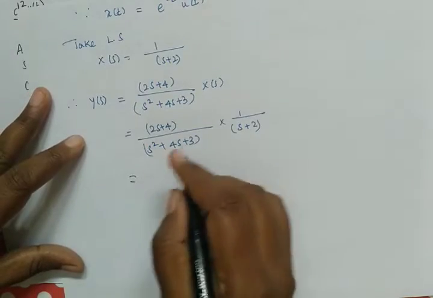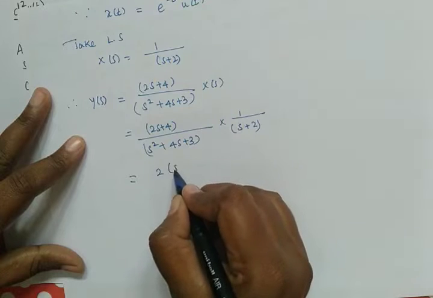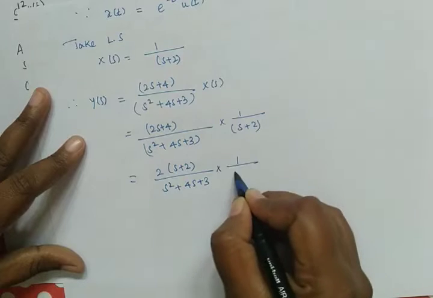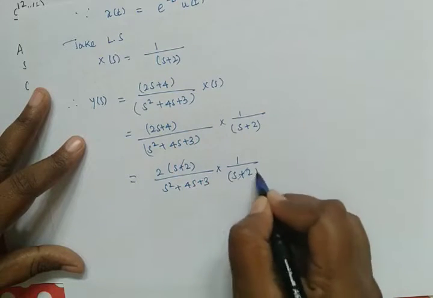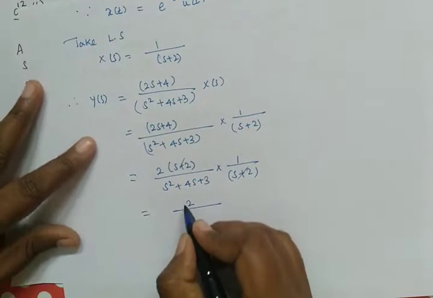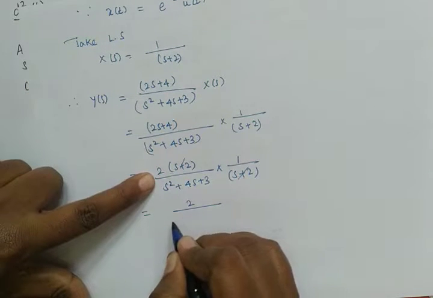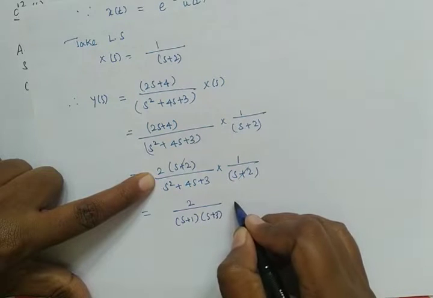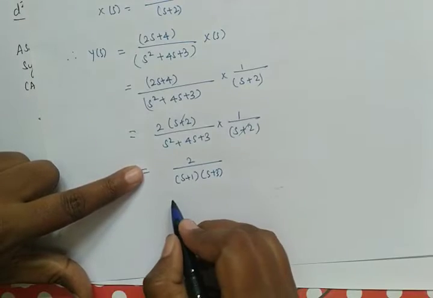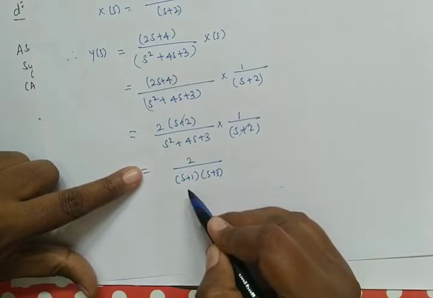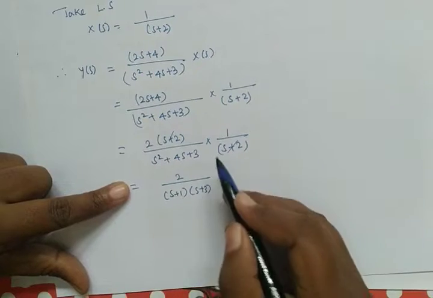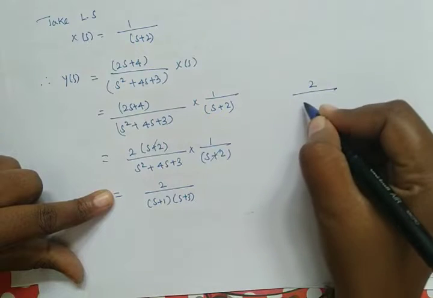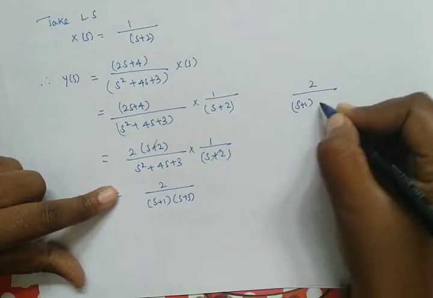Now we can take this 2 as common. So we will get 2 into s plus 2 divided by s square plus 4s plus 3 into 1 by s plus 2. Now s plus 2 cancels. Therefore we will get 2 by s square plus 4s plus 3. Now let us write this as s plus 1 into s plus 3. Already in the previous video I said how to write this, or if you want, we can write this also, that is 2 by s plus 1 into s plus 3.